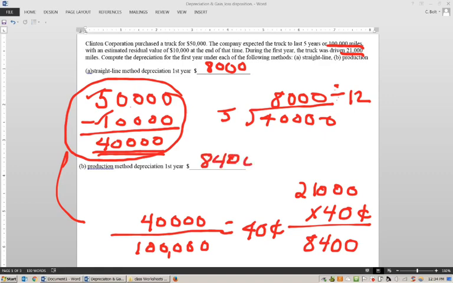Finally, as a reminder, you debit depreciation expense, you credit accumulated depreciation, and accumulated depreciation is a contra asset.